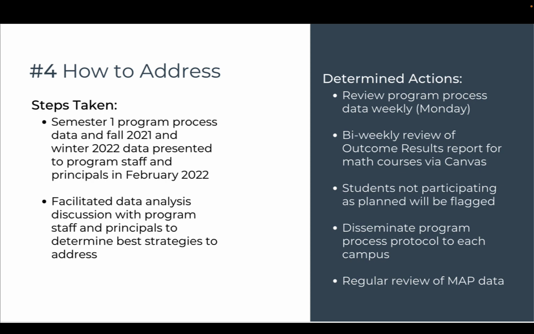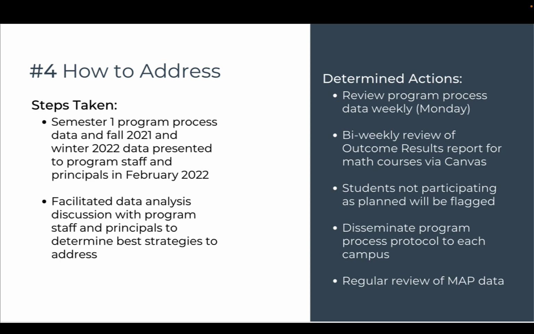The narrative that could be used to supplement this slide could be something like, after identifying the lack of academic achievement at Gator Elementary, the Semester 1 program data in fall 2021 and winter 2022 MAP math data were presented to program staff and principals of the 3 elementary schools in February 22. The group engaged in a facilitated discussion around the data and concluded with discussing the best strategies to address. The team determined that the following actions would be taken to address the issue.